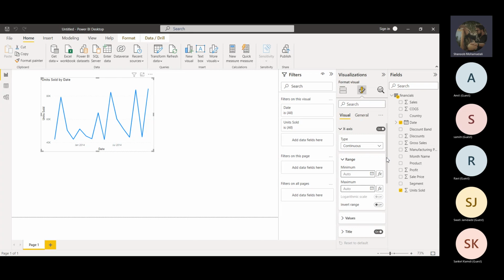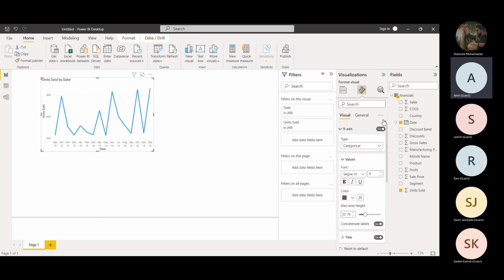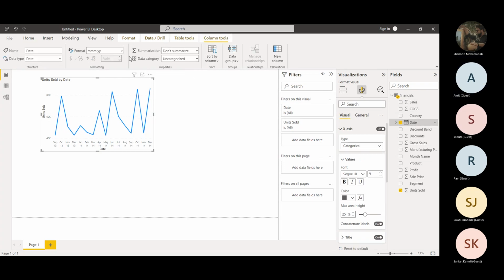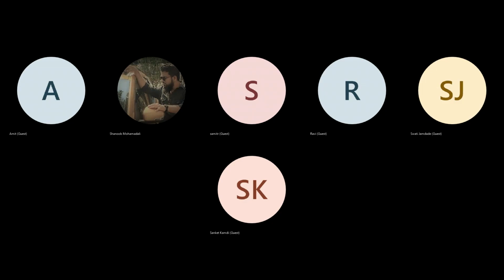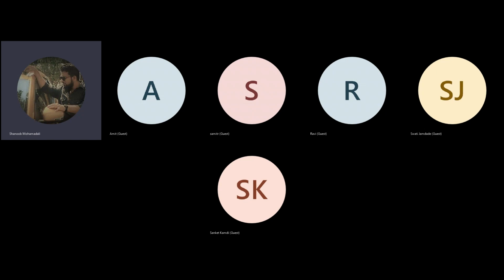X-axis, expand that. Yeah. Change it to categorical. Okay. So now you have the correct results. Okay, thank you, sir. All right. Done, everyone.